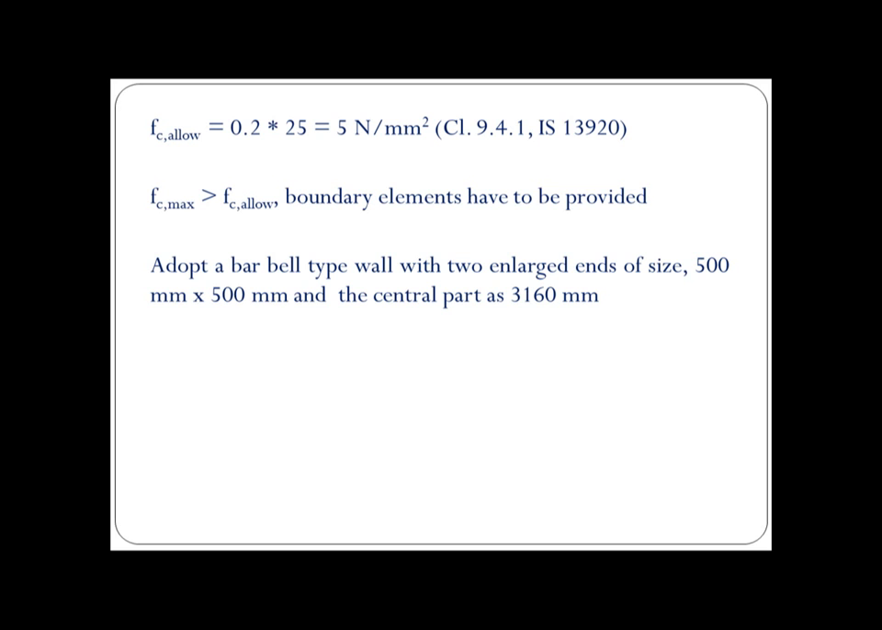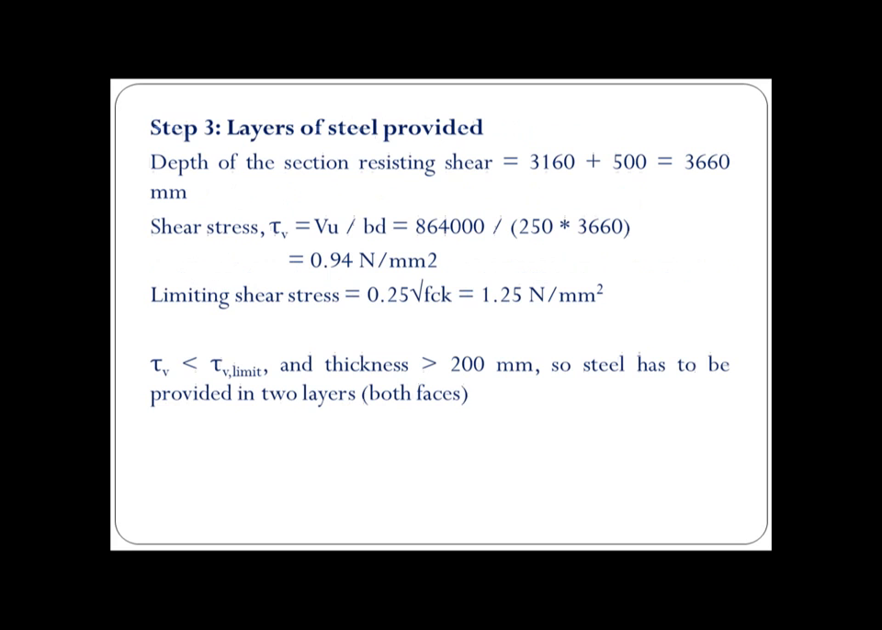The assumption is that we are providing a column or an enlarged end of size 500 by 500 mm at both the edges, and so the length of the central part or the web part will be 3610. So 500 goes at each edge. We have been left with 3610 mm.